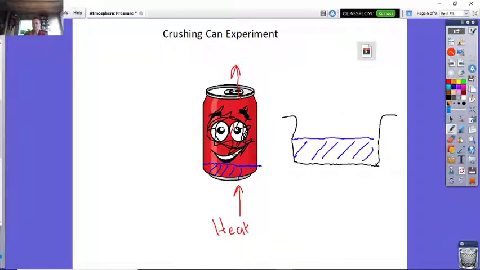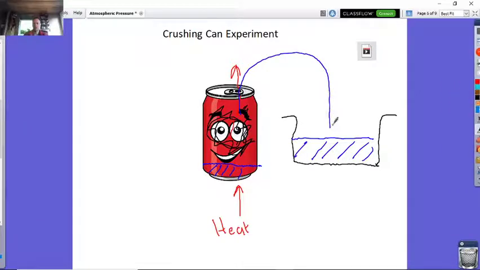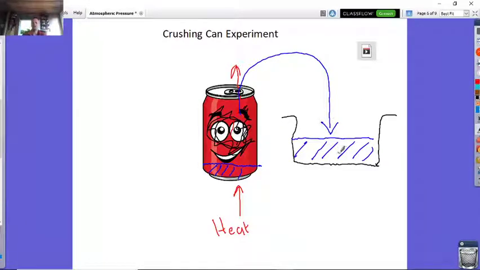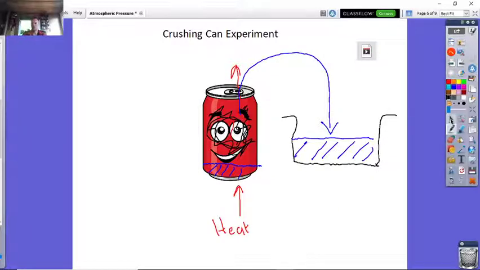Then you take this can and very quickly plunge it straight into the water like this. Now, if you put it into the water going across like this, when you put the can in, the can crushes. And I'll show you the crushing because I did this in my kitchen. This is a cool little video.